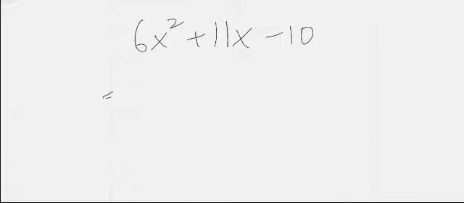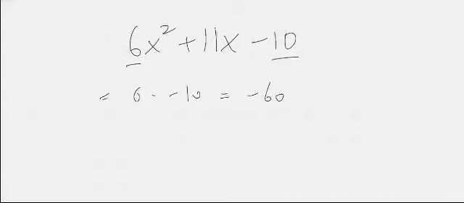To factorize these, we first have to multiply the first and the last coefficient, the first term's coefficient and the last term. So 6 times negative 10 is equal to negative 60. This is very similar to the thing we just did. We have to find two numbers that will add up to 11 but multiply to negative 60. So let's try it out.